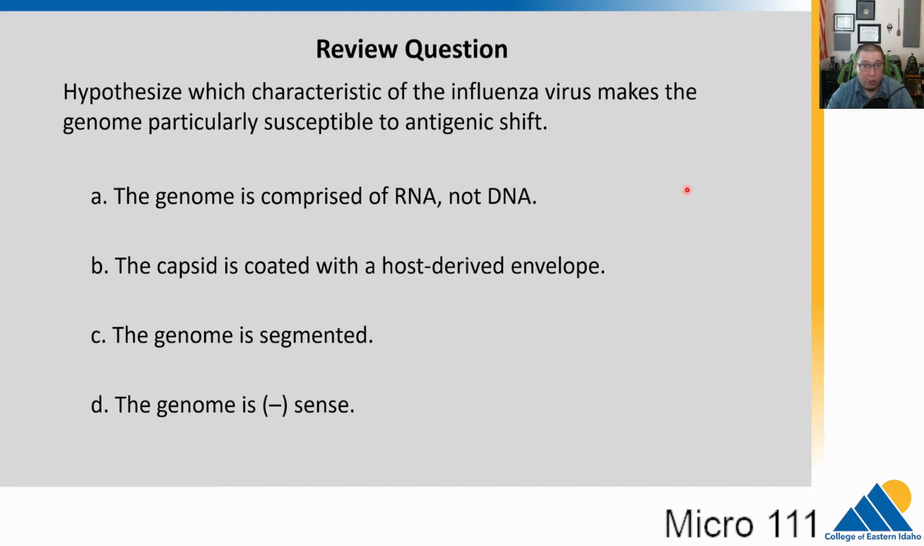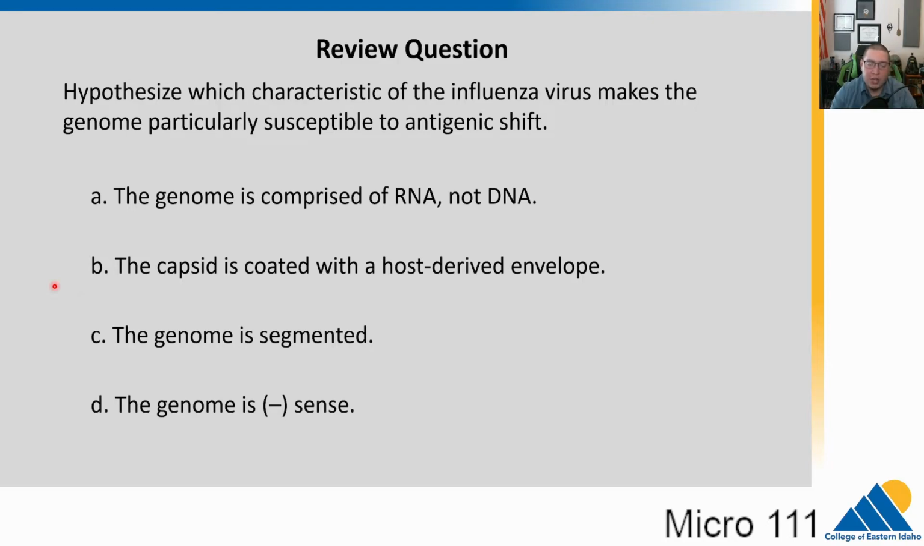Okay, so let's do a little review before we go on to the final section. Hypothesize which characteristic of the influenza virus makes the genome particularly susceptible to antigenic shift. Is it A, the genome is composed of RNA, not DNA? B, the capsid is coated with host-derived envelope? C, the genome is segmented? Or D, the genome is minus sense?